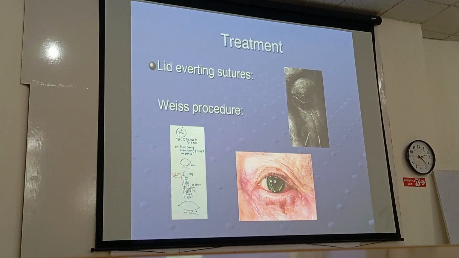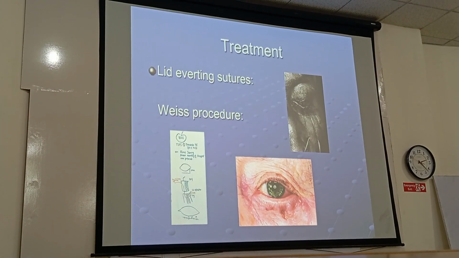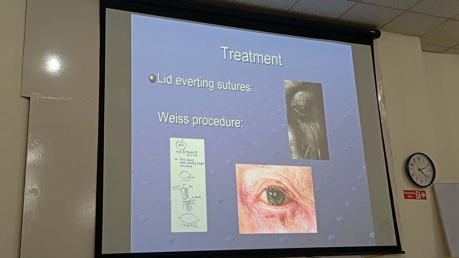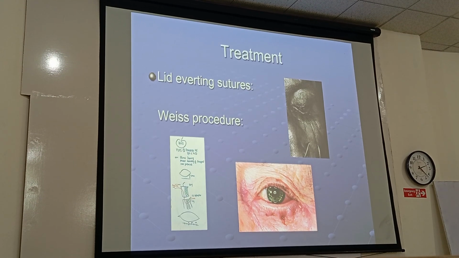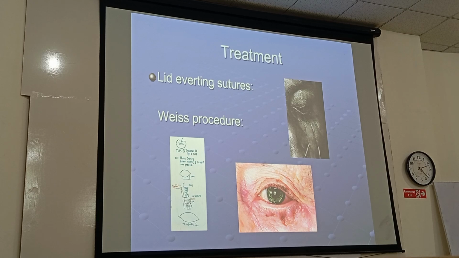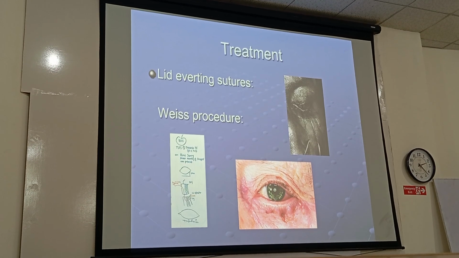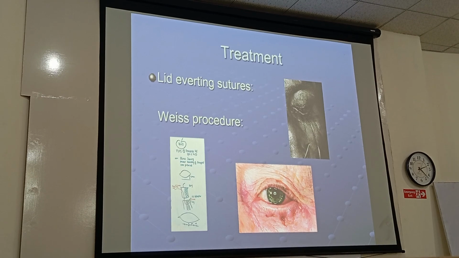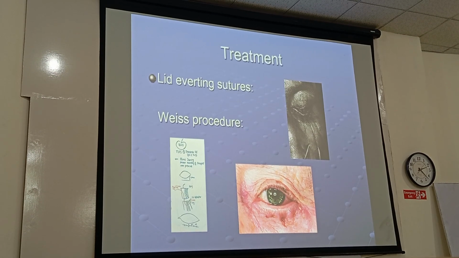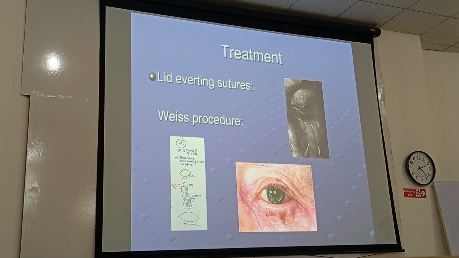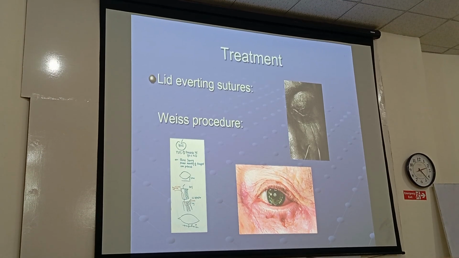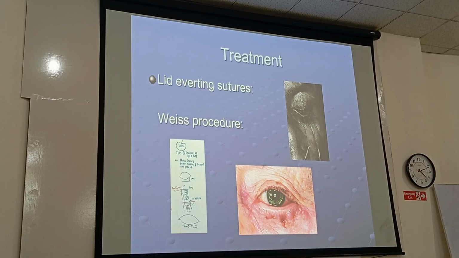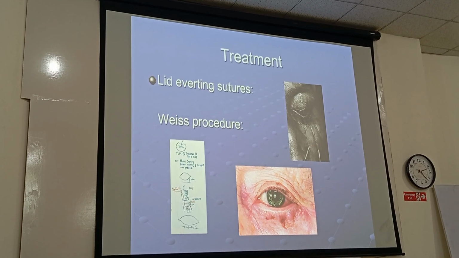Treatment: lid everting sutures. We apply sutures in a special way so that the eyelid is inverted. It is the simplest procedure and very effective. We will show you its video. Until then you will not be able to understand it. And we do the procedure which is called Weis procedure. You just remember the names and I will show you the videos of these surgeries. Right?